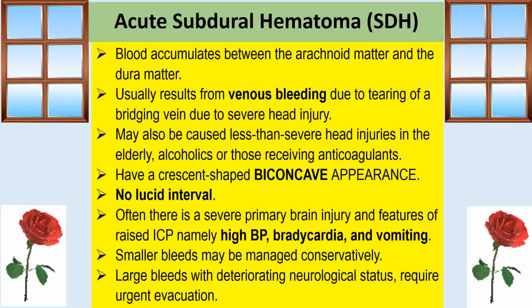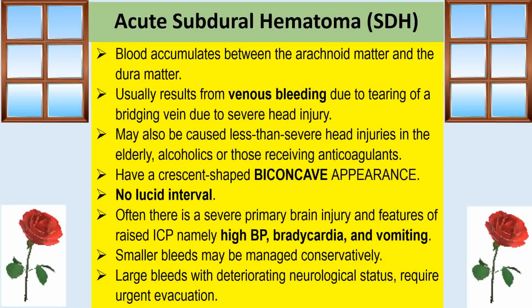Since the dura is not adherent to the brain as it is to the skull, subdural blood freely spreads over the brain surface, producing a crescent-shaped or lunate or biconcave appearance. It does not cross the midline due to the presence of the falx cerebri. The hematoma is extensive and diffuse with rapid deterioration, but there is no lucid interval. Often there is severe primary brain injury and features of raised intracranial pressure, namely high blood pressure, bradycardia, and vomiting.